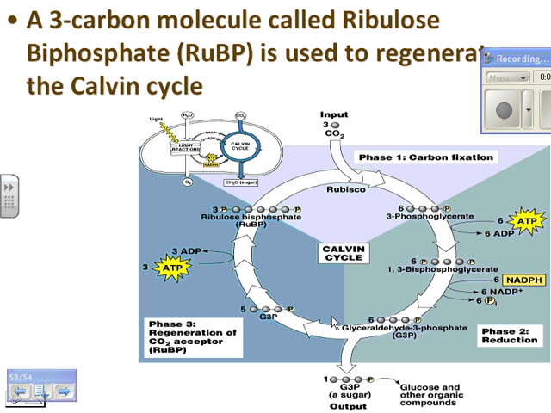And then the other idea is that you make this molecule to regenerate the whole thing again, to regenerate the Calvin cycle. So you can't just stop here. You need to make this thing to keep going again.